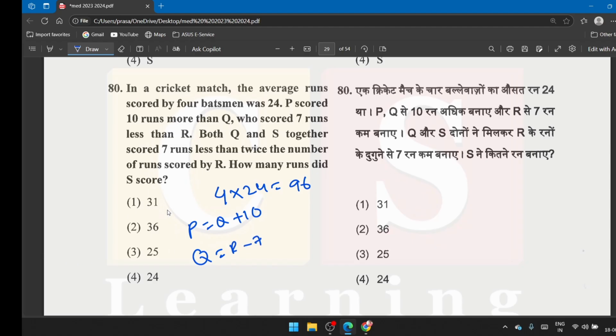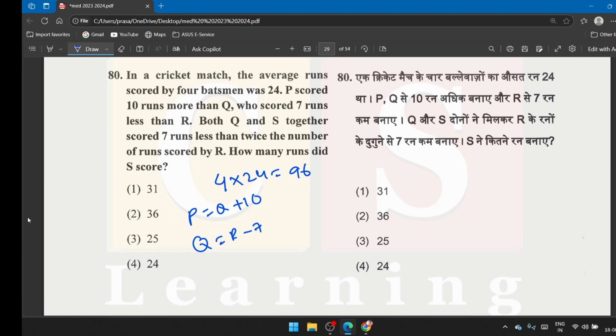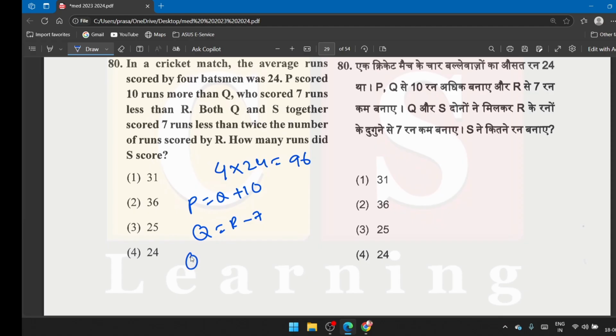Is anything more given? Q and S together scored 7 runs less than twice the number of runs scored by R. So I can write Q plus S equal to twice R minus 7. How many runs did S score? Now we have the total, P plus Q plus R plus S equal to 96. Now we have to convert everything into the form of Q. That will be easy, I guess.